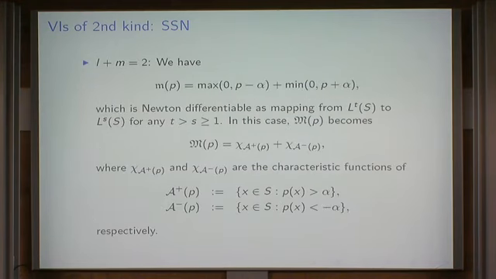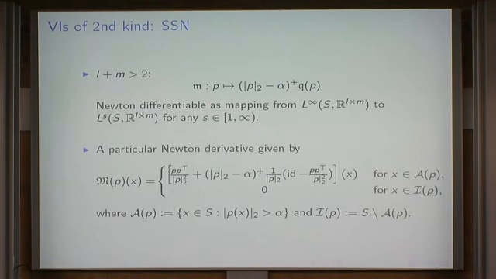Okay, in a specific case, if L plus M is 2, then you may just count dimensions and you will see that the P is scalar valued. And then, of course, if you have a norm or the absolute value less equal alpha, you get an upper bound and a lower bound, and you can write this thing as a max and min, and then the derivative simplifies. And taking the characteristic functions of these two sets is just one specific element of the Newton derivative. So the message is, in general, if L plus M is larger than 2, which means the P could be either vector or matrix valued, it's kind of complex, and this would be one specific element.